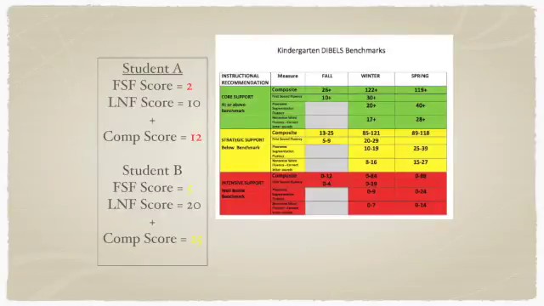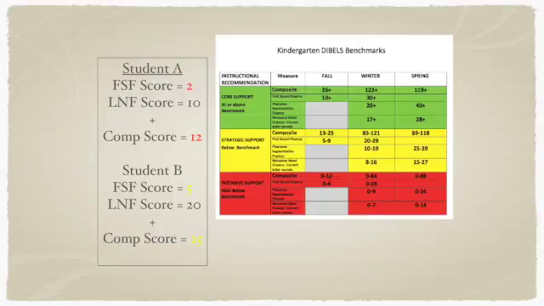On this, it shows you the kindergarten DIBELS benchmark. So these are our measurements. This is where our students should be. We have on or above benchmark, strategic, and intensive support. So this student A, if they received a composite score of 12, that would put them in intensive instruction. So we would be giving them lots of RTI support. We'd be testing them weekly or biweekly.